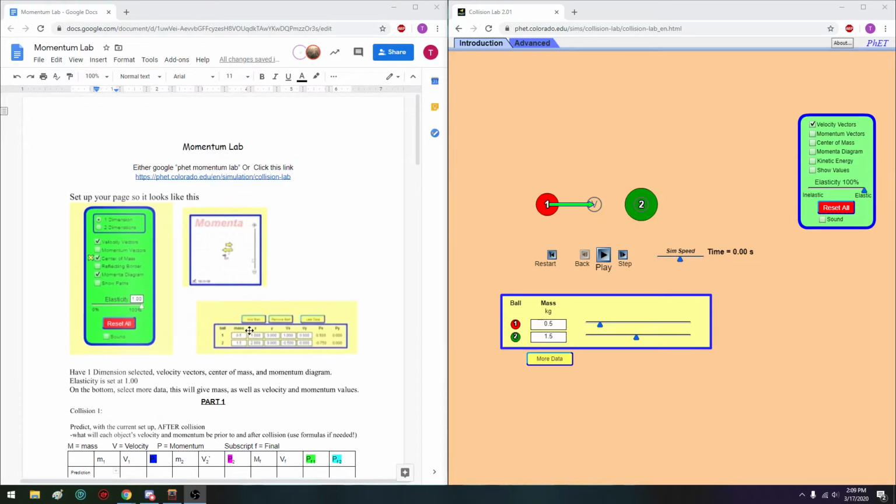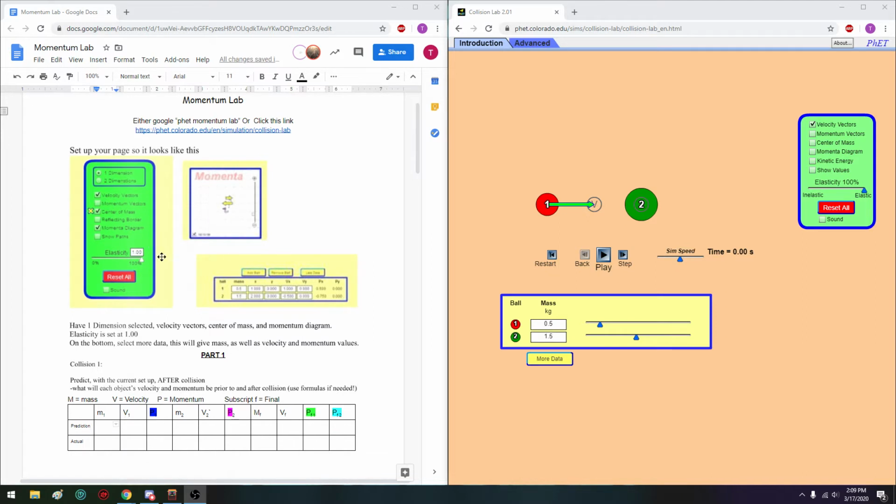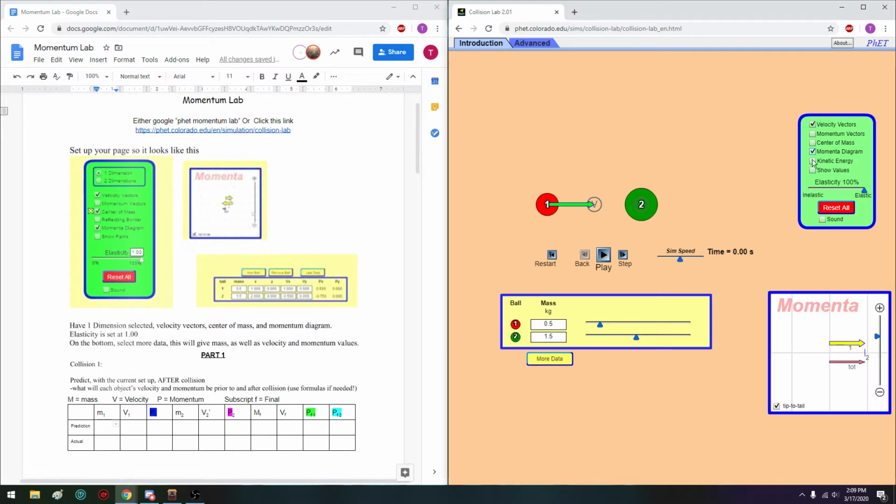So you should see the momentum lab here. The first thing you should do is have these three on your chart that look the same exact way. You should just click on the center of mass and the momentum diagram so you can see both of these. I like to make my chart look like this so I can see the momentum arrows as we go. Now you should be clicking the More Data button down here too, so you have your chart looking the same as the chart over here.